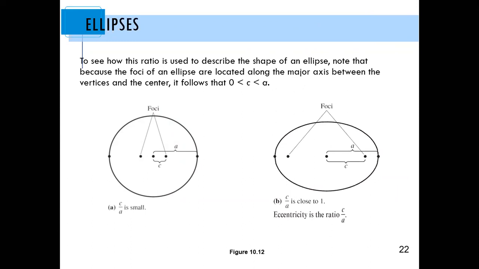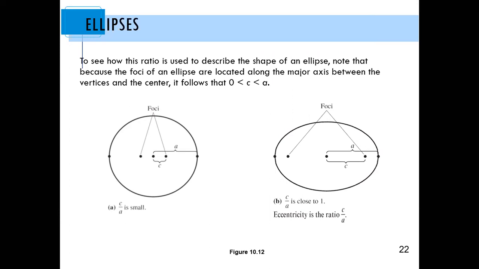So if the foci are really close, then that distance from the center to the focus is smallish, yeah? So C over A would be small. But the further out the foci go, the length C and the length A become closer and closer to one another. Does that make sense? So in the limit, you're going to get something closer to 1. C over A is closer to 1. The eccentricity is higher. So the eccentricity number is always a number between 0 and 1, right?